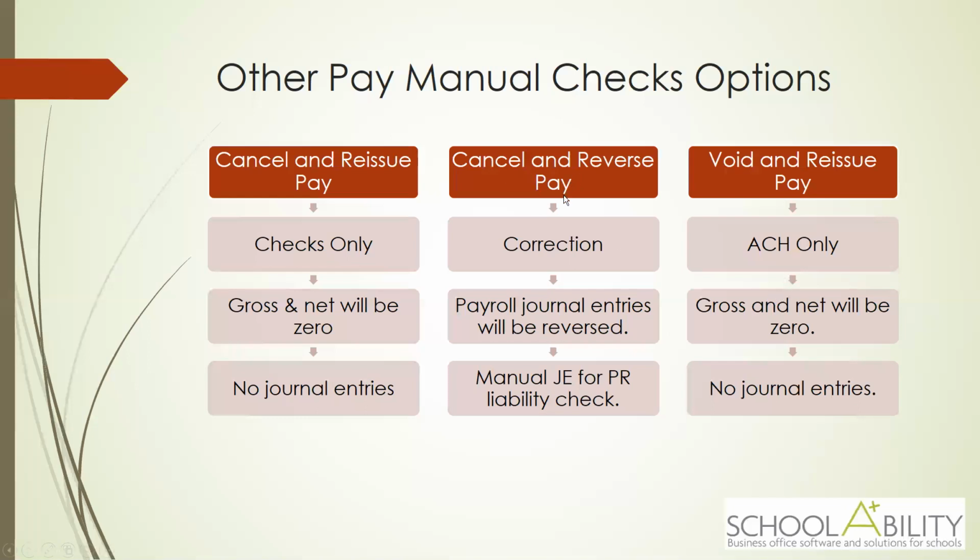Then the cancel and reverse pay, this is where there's a correction. This could be like you paid the wrong amount or you paid the wrong employee. So you need to void, in essence, cancel and reverse that pay. The payroll journal entries will be reversed. Then we will have to do a manual journal entry for any payroll liability checks that were processed with the payroll. The system does not credit that portion of the taxes, for example, because that is one of the payroll liability checks that is included. That portion, we will have to do a manual journal entry to credit those amounts.